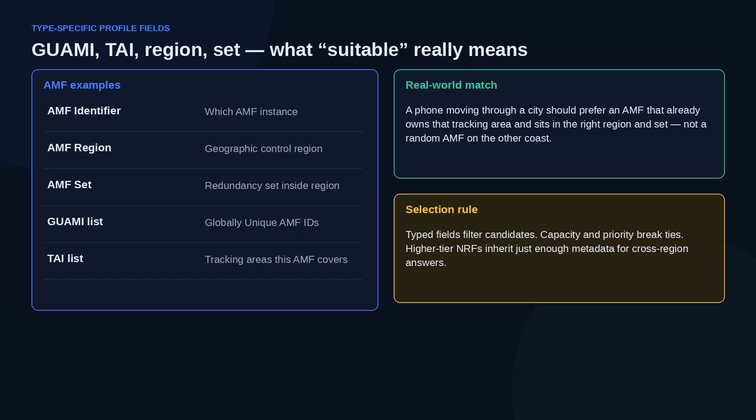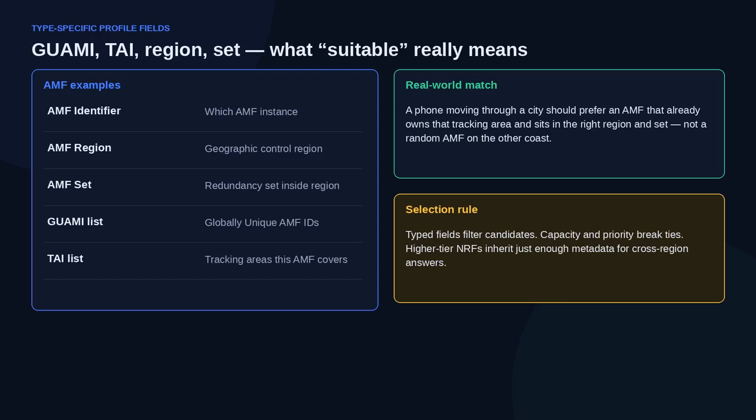Why does that matter in the real world? Imagine a phone moving through a city. The core should prefer an AMF that already owns that tracking area and sits in the right region and set, not a random AMF on the other coast. The profile is how the NRF encodes that preference. Capacity and priority then break ties among valid candidates.